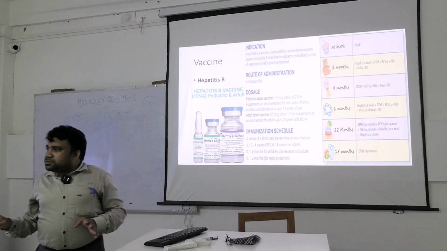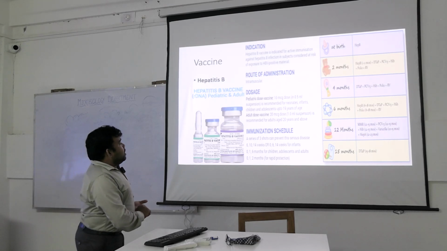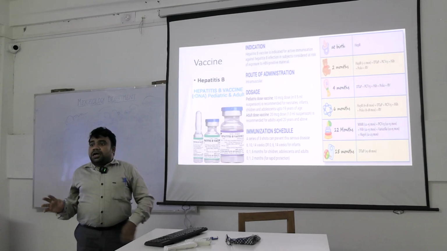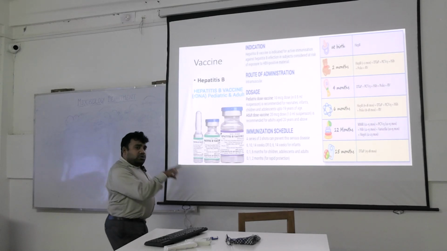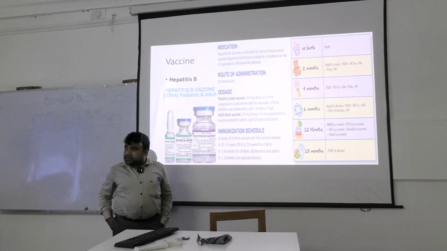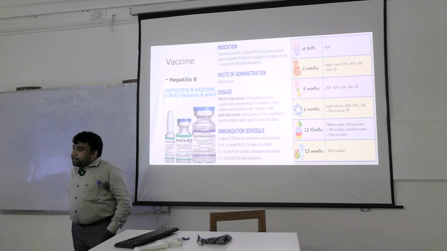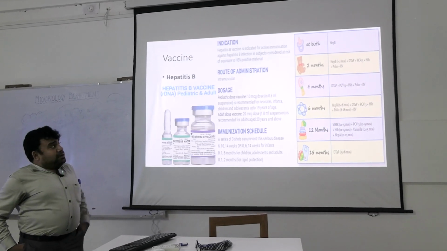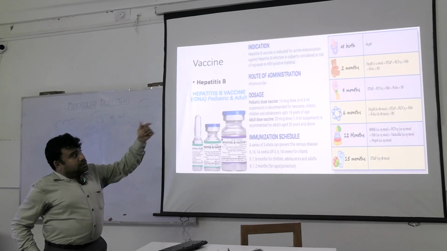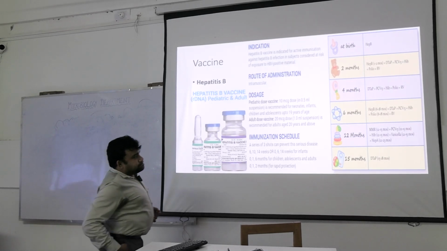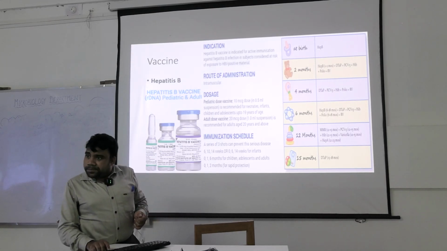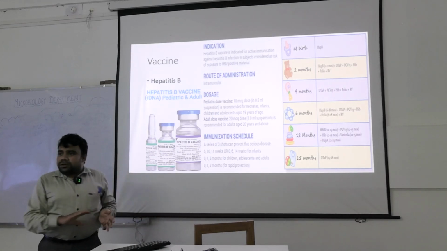Have you understood this? Now this subunit vaccine has both a pediatric version and an adult version. The pediatric version is given according to the National Immunization Program. The first dose is given at birth. Then we have hepatitis B at 2 months, then 6 months, that is 0, 1 and 6. That is for the children.